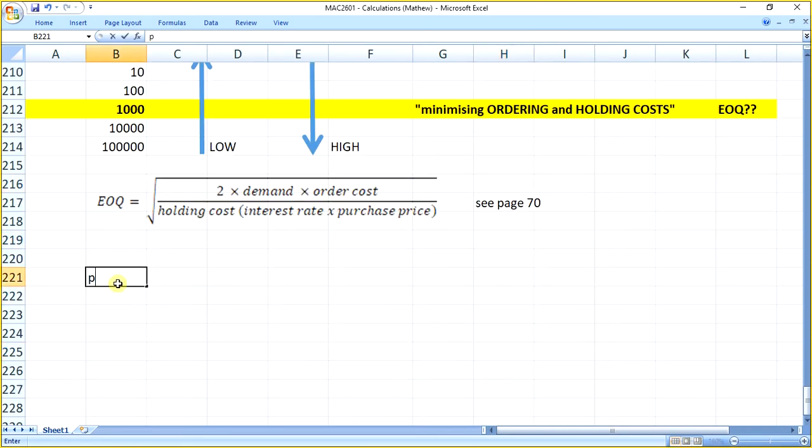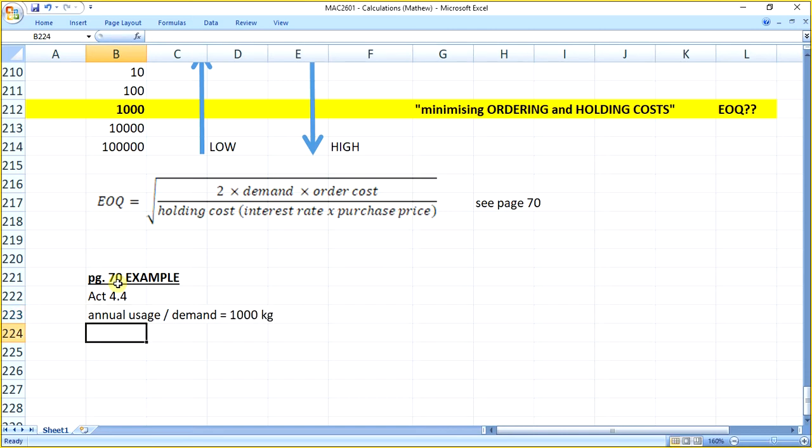Okay, so let's look at an example. Page 70, activity 4.4. Here they said the company consumes 1,000 kilos of materials per year. As soon as you've got that, you already know what the demand is, because demand or usage is what you're using on an annual basis. Annual usage or demand is 1,000 kilograms.